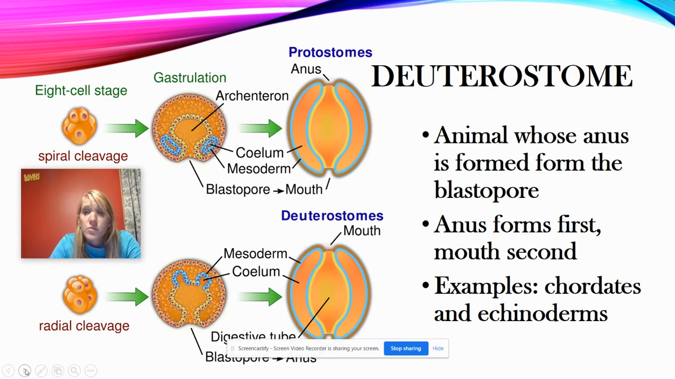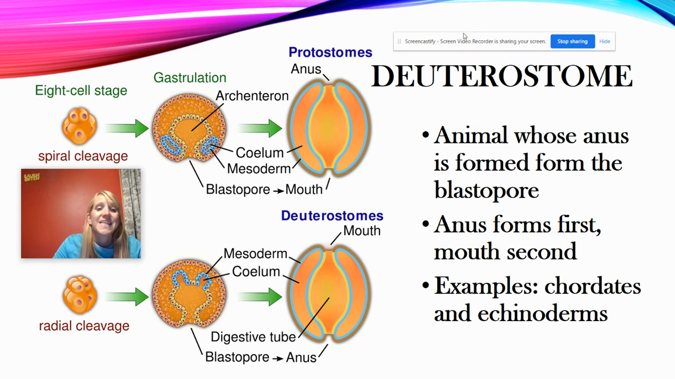Okay, deuterostome, what is that? That is a little bit different. Again, you get the zygote, which is a fertilized egg. It divides a bunch of times. You get radial cleavage, and then you get this ball of cells here, right? So instead of the blastopore turning into the mouth, the blastopore turns into the anus.